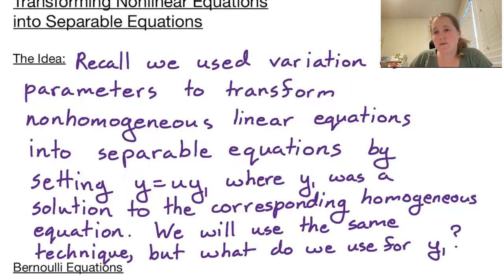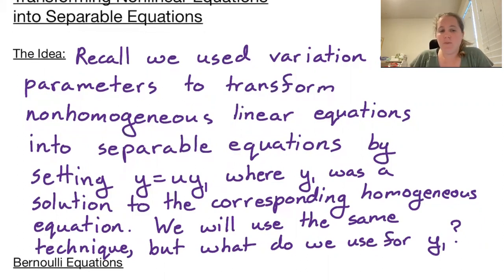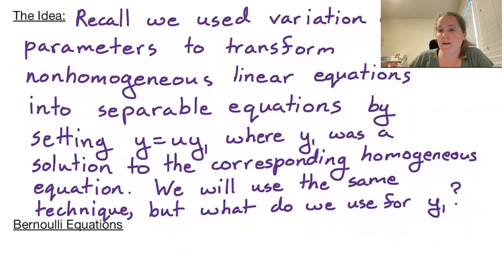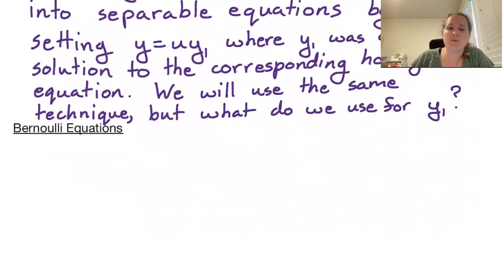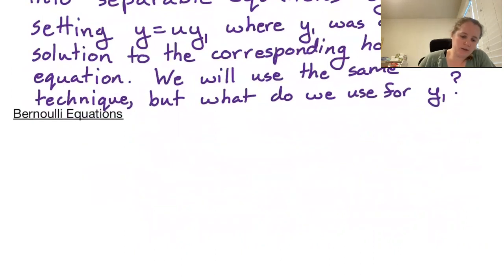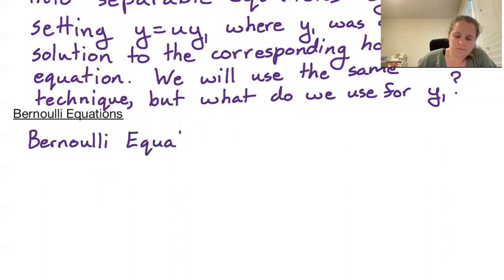So the first equations we're going to look at are ones that are so close to being linear that we can actually use the usual y1. And then we will generalize from there in the next video. So first up, let's take a look at Bernoulli equations. So Bernoulli equations take a similar format to linear equations.